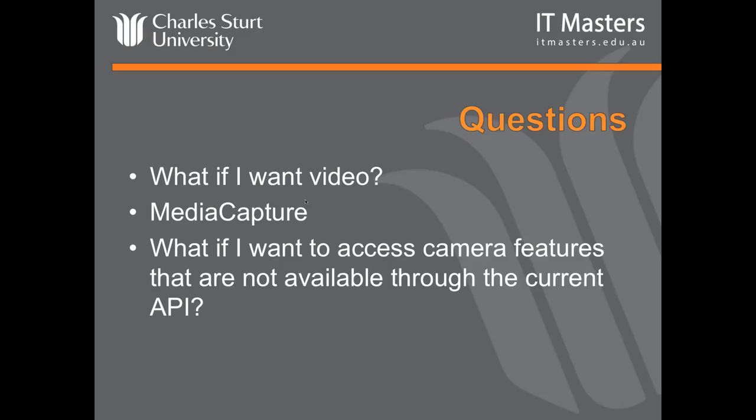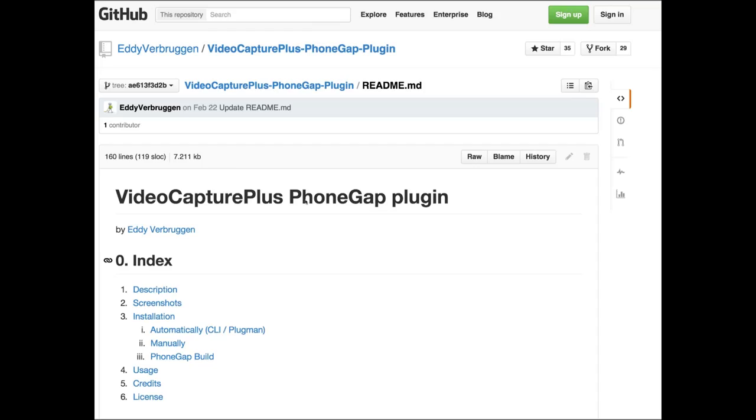But if you want to access camera features that are not available through the current API, you do have access to other APIs, third-party ones you can download as well, or you could perhaps even write your own. But at that point, you're having to write native code, which is a bit of work. But you can certainly develop your own plugins if you want to. So here's an example of one that you can add. This is quite a popular one. This is called Video Capture Plus, and it's very powerful. It's a plugin for PhoneGap that is supported by Adobe and will work well.